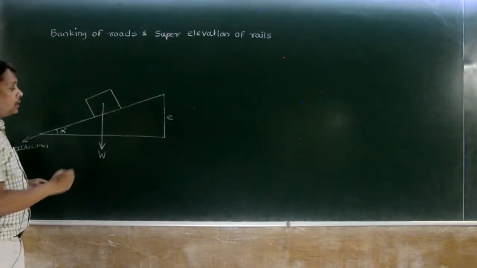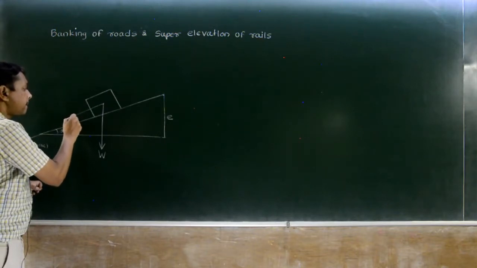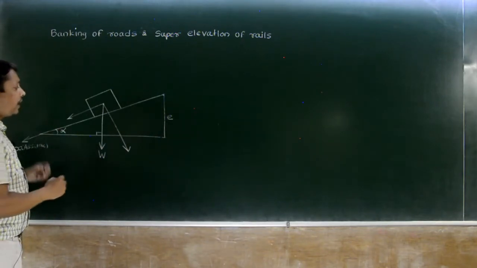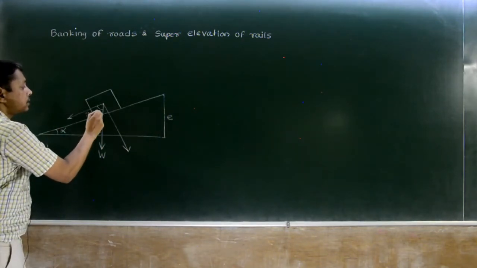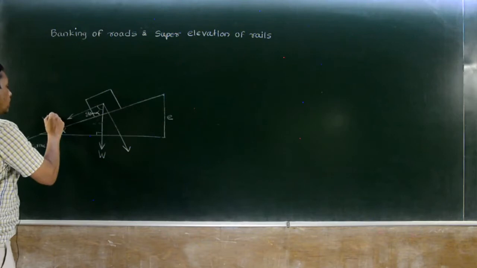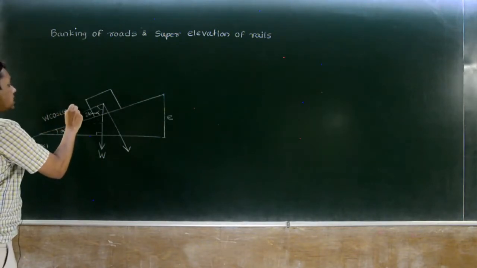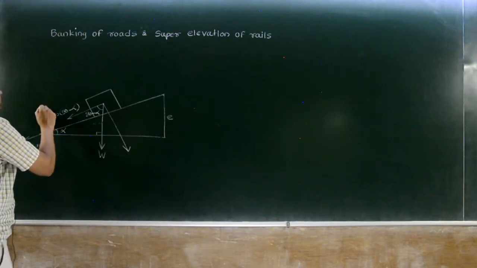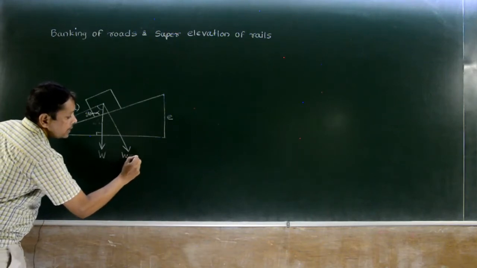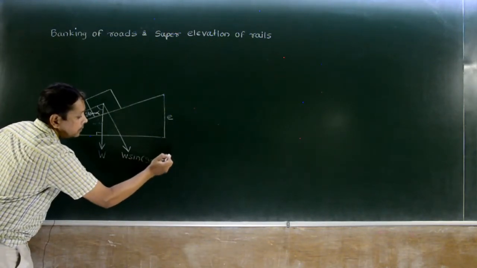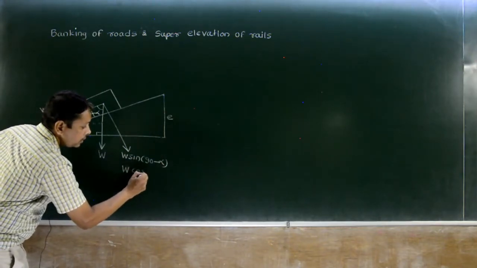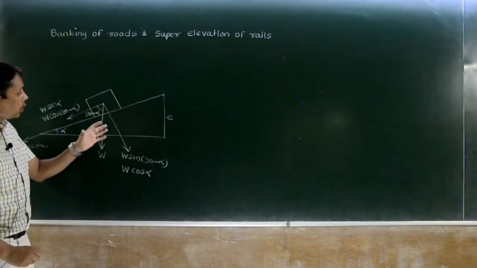So resolve the weight parallel to the plane and perpendicular to the plane. This is 90 alpha, therefore this is 90 minus alpha. So this component is W cos(90 minus alpha), and we know that cos(90 minus alpha) is sin alpha. And this is W sin(90 minus alpha), and we know that sin(90 minus alpha) is, in trigonometry, cos alpha. So here we resolve it.